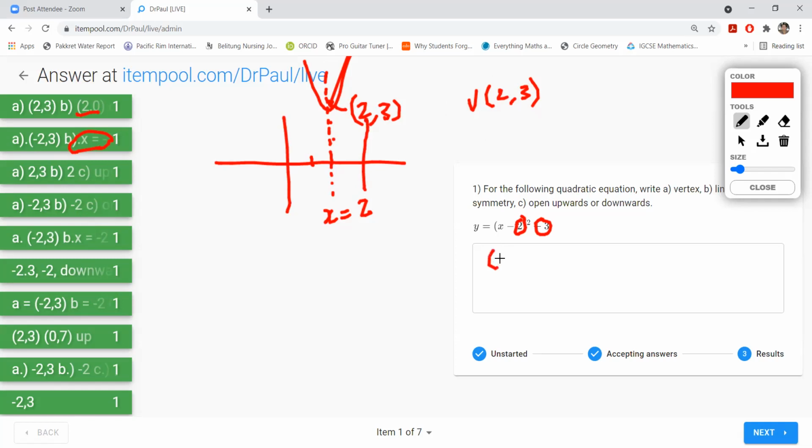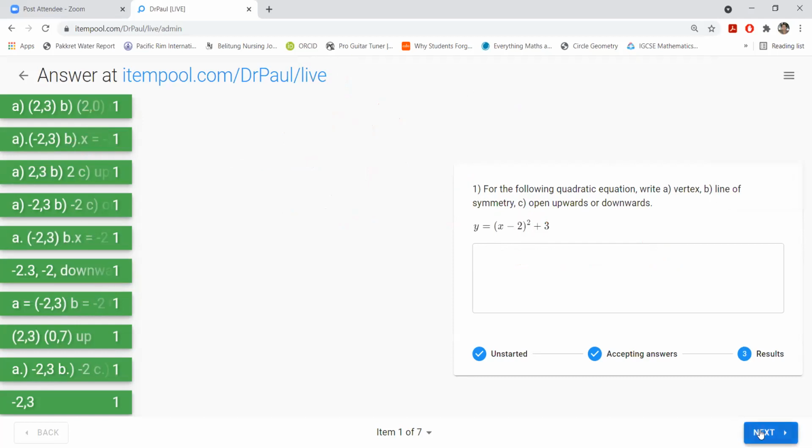So you should have had, should have looked like this. So you should have had A, 2, 3, B. Now this would have been x equals 2, your line of symmetry. And C would be open up. So just write up like that. Some of you wrote down, but it can't be down because the A value here is 1 in the front here. And A is positive. If A is positive, it will open up, okay? So let's try the next one.